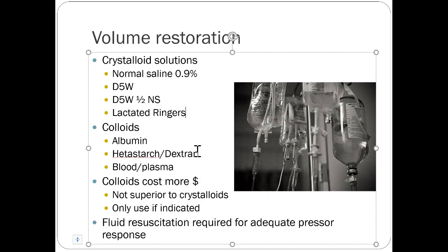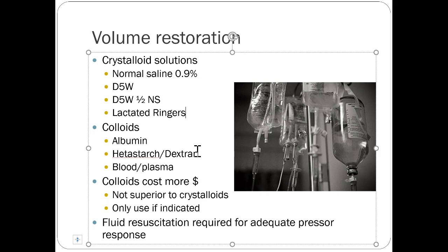Hetastarch and dextran, don't worry about them. They're rarely ever used, but they kind of work the same way. They're bigger, bulkier molecules in addition to fluid, and they, again, keep fluid within the vascular space. Blood and plasma can be replaced, certainly, if it's indicated, and you wouldn't really use these as a colloidal solution on their own, but technically they would fall under that category if you did replace them. Colloids are expensive, so generally speaking, there's no reason to give them over a crystalloid unless you have that specific indication.